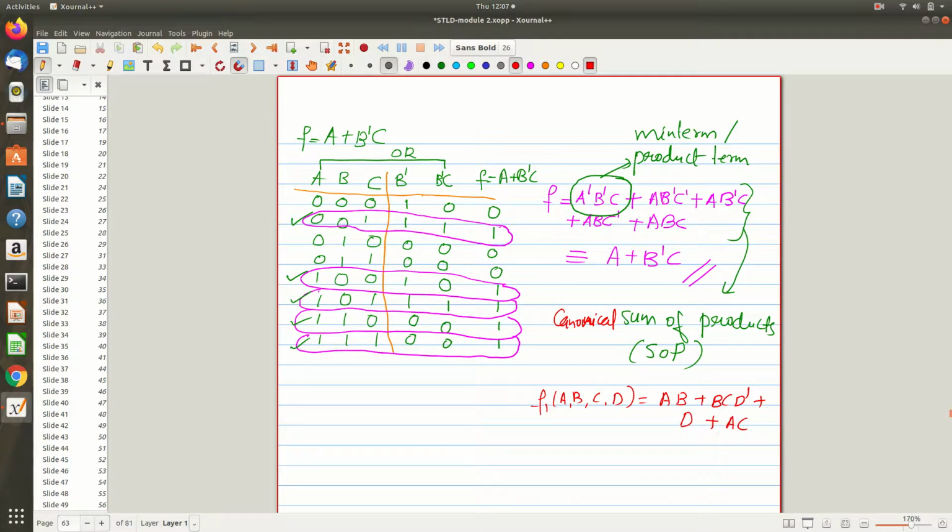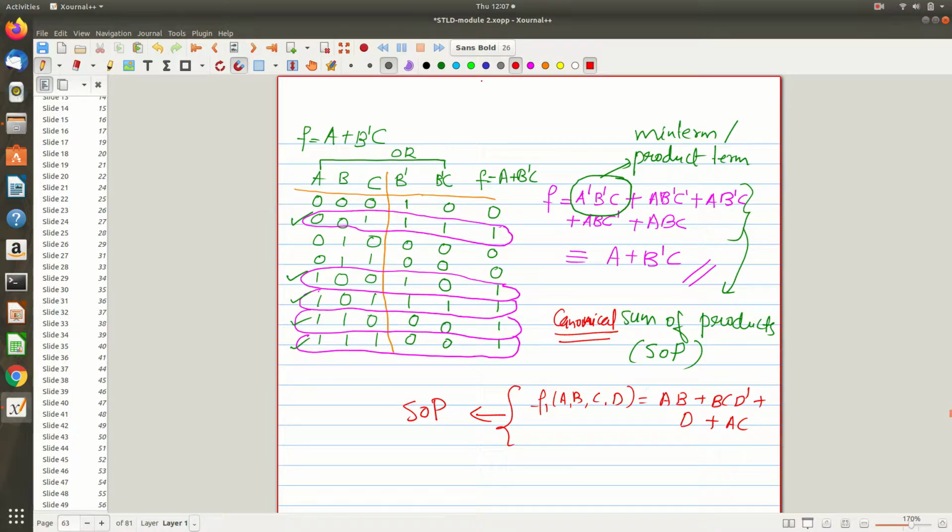So this is also a sum of product term only, because AB is a product term, BCD dash is a product term, D is a product term, AC is also a product term, and they are getting added to each other. I am getting a sum of product term. So this is something we call SOP, that's all. We will not use the term canonical. When it comes to canonical form, this AB is not allowed. Instead, I need a term containing A, B, C and D. So I have to add the additional missing term somehow. That we will see how to add.